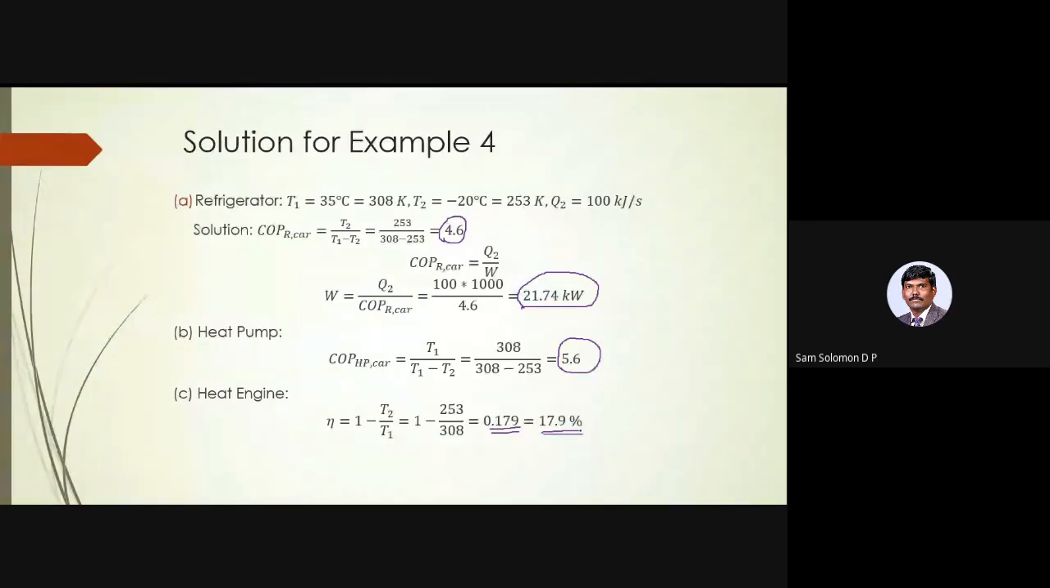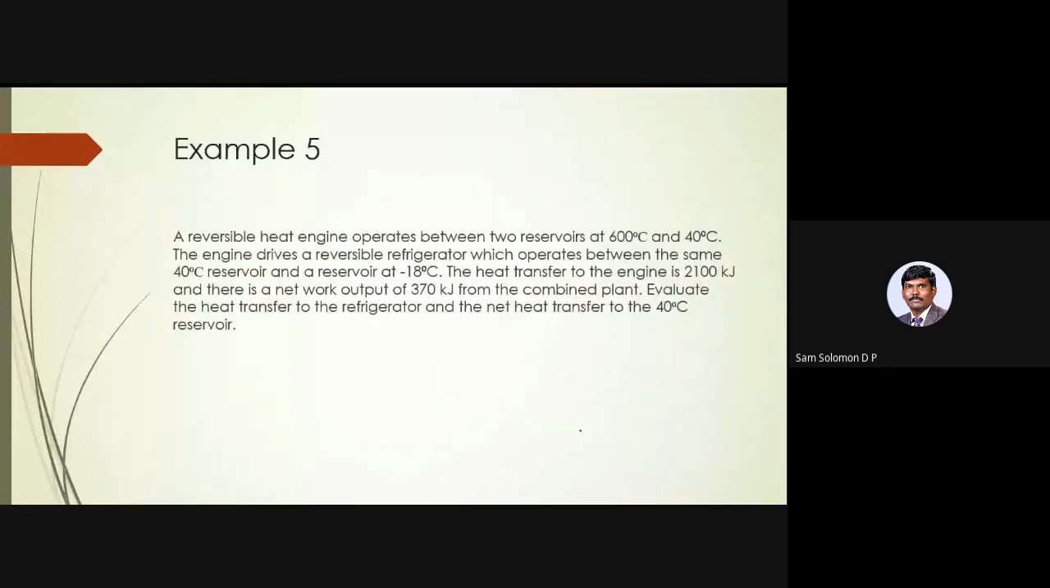So let's move on. I have one more example, and this is the last example which we will see today. There are a couple of other examples also which we will deal with in the next session. A reversible heat engine. You have to read the question carefully here. This is the kind of problem that you will be getting in your 11-mark question. A reversible heat engine operates between two reservoirs at 600 degrees centigrade and 40 degrees centigrade.